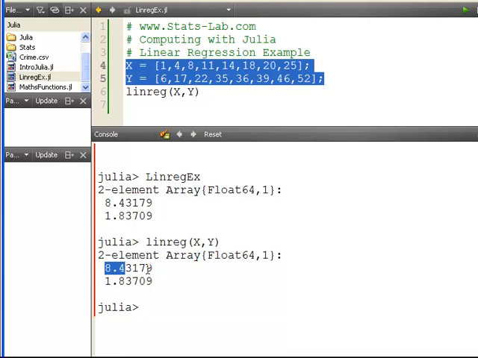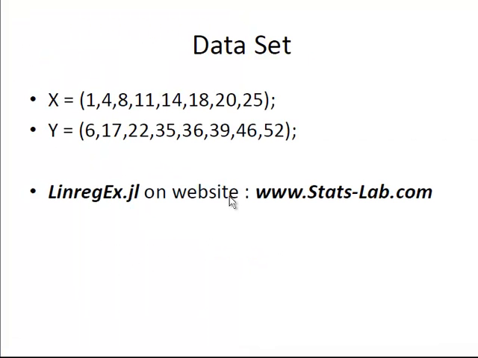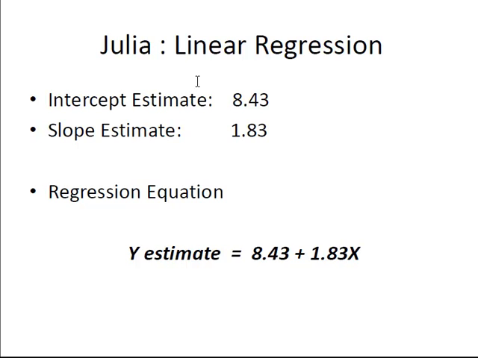Now, first off, this is the intercept estimate, the first one, and this is the slope estimate. So that distinction is quite important, and the ordering is quite important. The intercept estimate is 8.43, to 2 decimal places, and the slope estimate is 1.83. Therefore, we write the regression equation for an estimate for the response variable, an estimate for y, as 8.43 plus 1.83x.